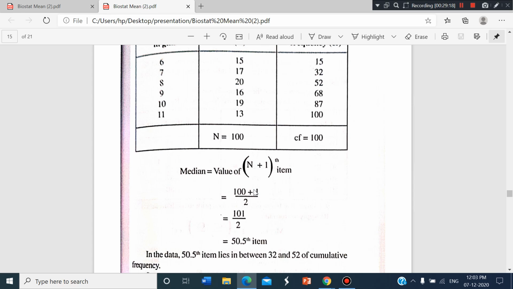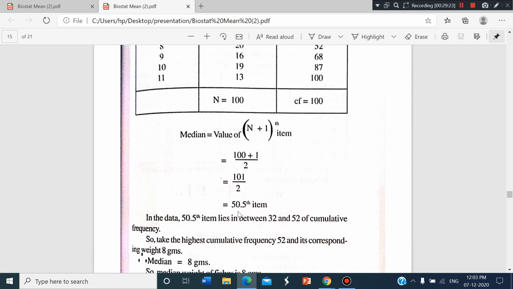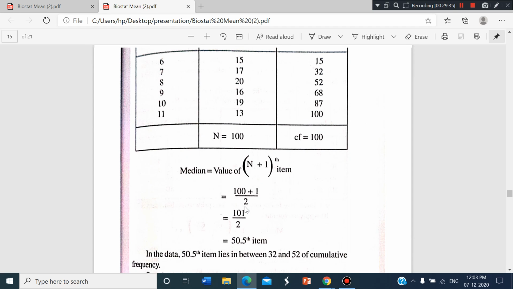100 plus 1, 101 divided by 2, that will give you 50.5th item, the value of the 50.5th item. So now you find out where in the data the 50.5th item lies. The 50.5th item lies between 32 and 52. In between these two, can you make out?